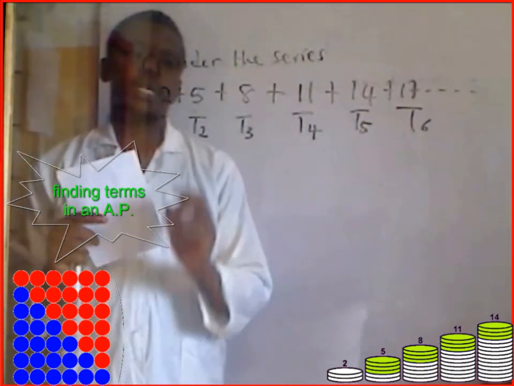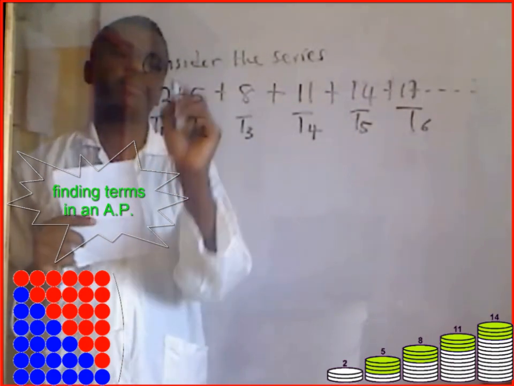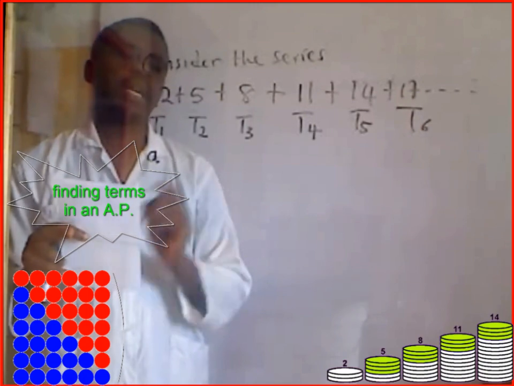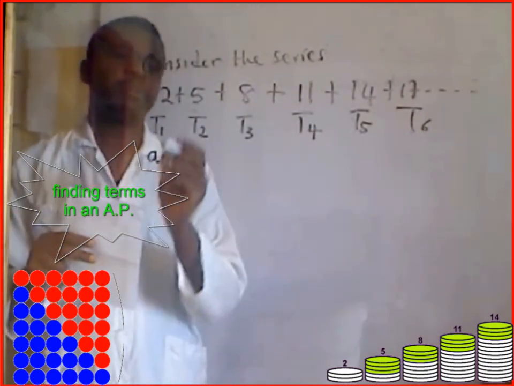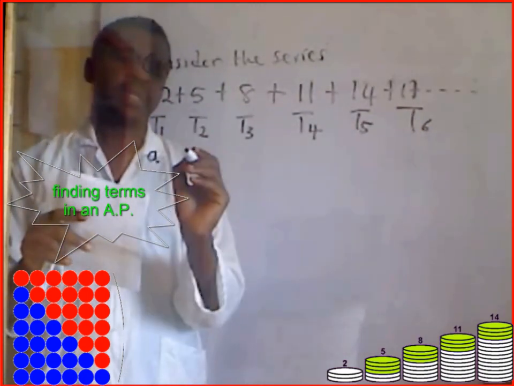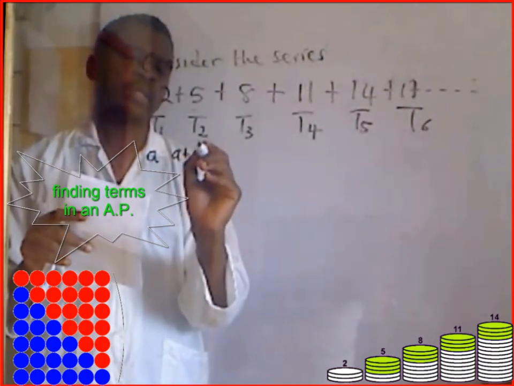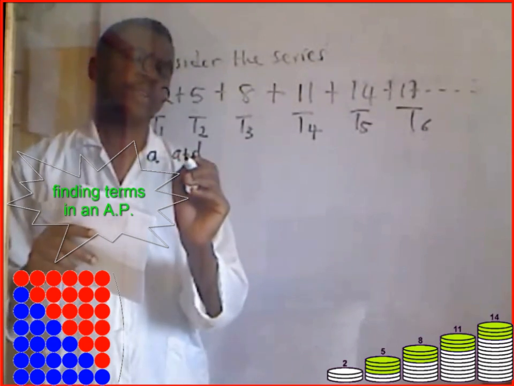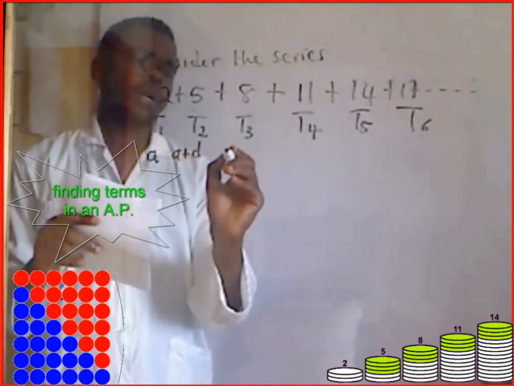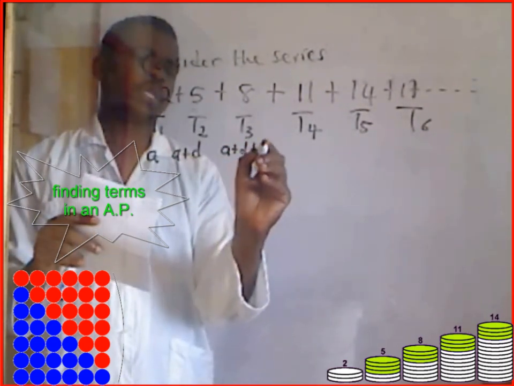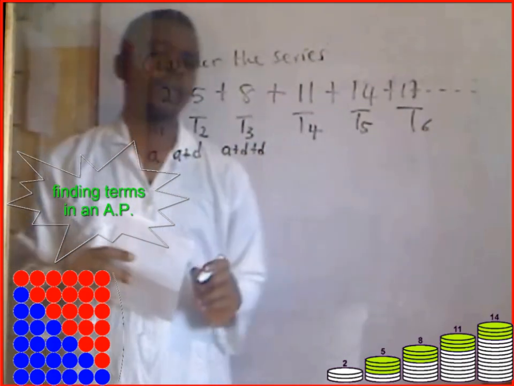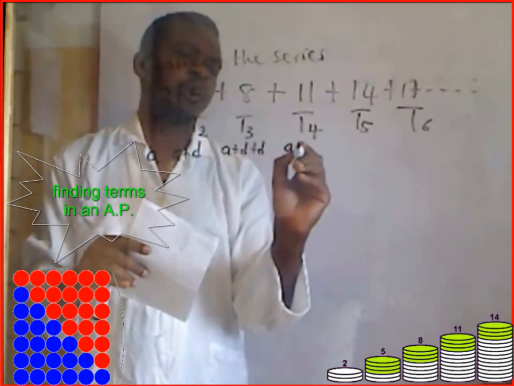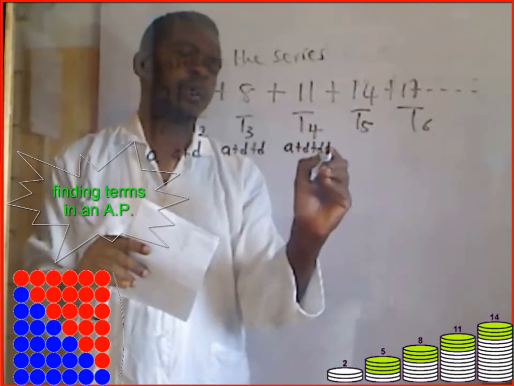What do I see here? This is the first term, which I call A. And how do I get the second term? By adding a difference, which I call D, so A plus D. How do I get the third term? By adding a difference to the second term. I have A plus D plus D. How do I get the fourth term? By adding a difference to the third term. So this gives me A plus D plus D plus D.